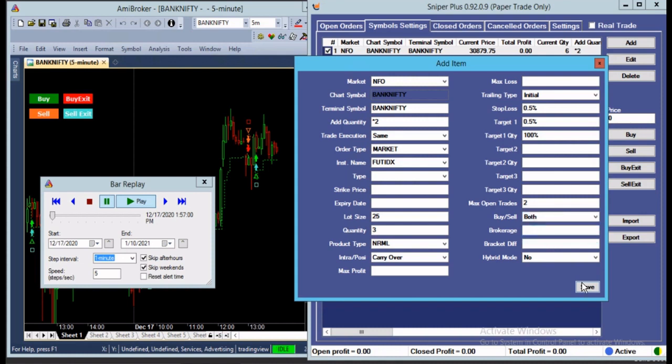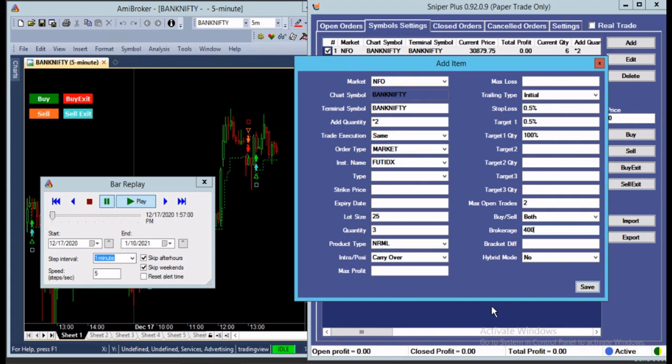Next one is brokerage. If you're setting the maximum profit and need to include the brokerage too, like after brokerage I need 500 rupees or 1000 rupees profit, then you need to set the brokerage there. Like maybe you are trading Bank Nifty with 3 quantity and the brokerage is 400 rupees. So the net profit is 900 rupees. Then only it will be considered as a profit of 500 rupees.